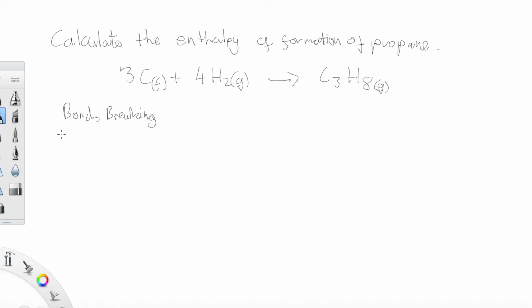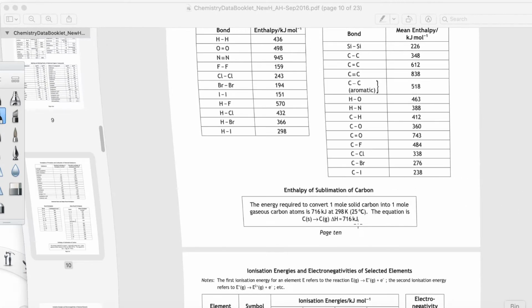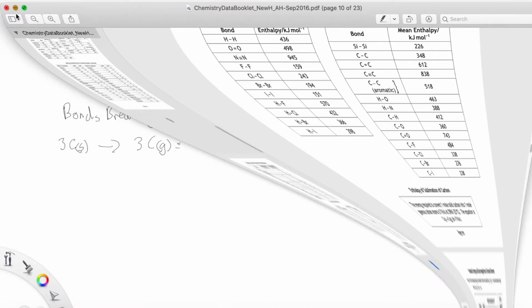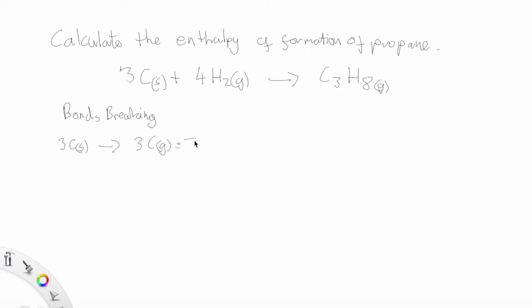And the first one I'm going to look at is I need to change 3 moles of solid carbon into 3 moles of carbon in the gas state. So that is going to require 716 kilojoules per mole. So it's 716 times 3 here. So that one is going to equal 716 times 3, 2148.